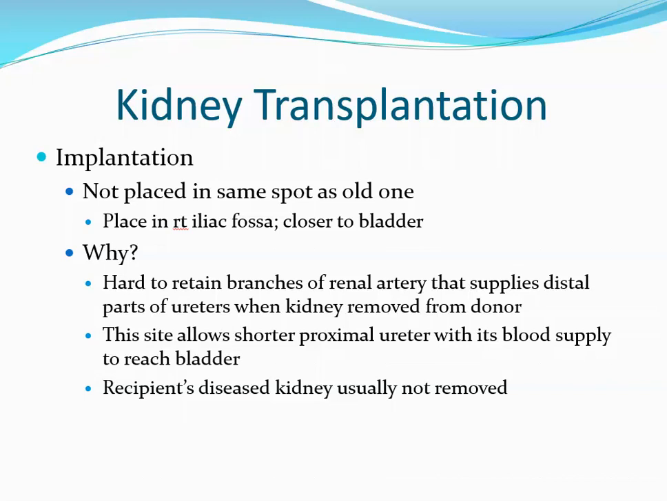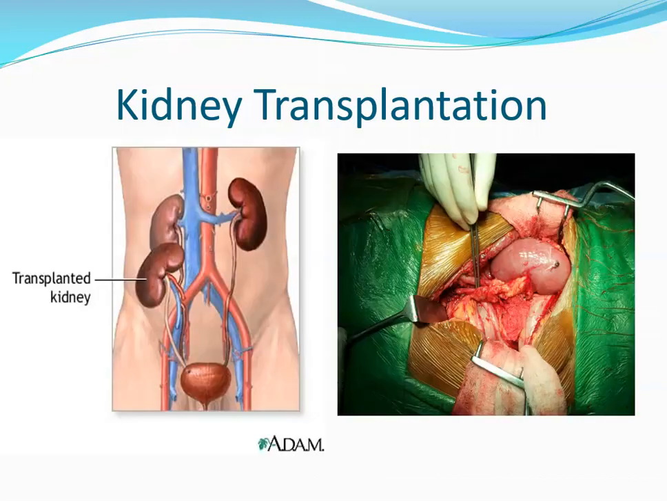The reason is because it is often hard to retain branches of the renal artery to supply the distal portions of the ureter when the kidney is removed from the donor. This site of implantation allows for a shorter proximal ureter and its blood supply to be able to reach the urinary bladder. Also, the recipient's diseased kidney is usually not removed. And these pictures show the typical placement of a new kidney.